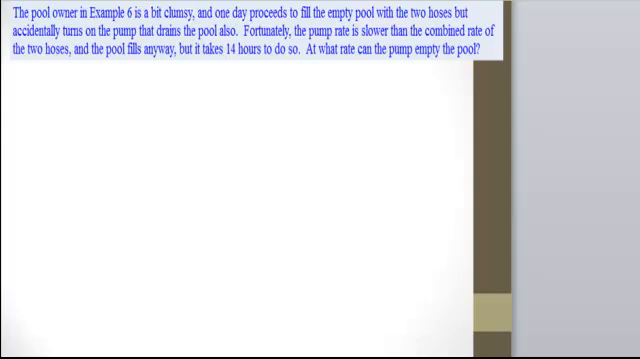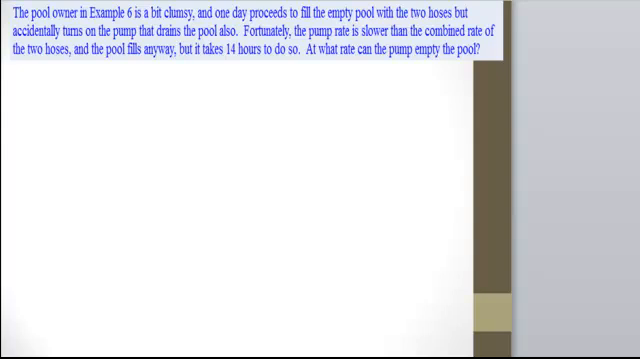The pool owner in example 6 is a bit clumsy, and one day proceeds to fill the empty pool with the two hoses, but accidentally turns on the pump that drains the pool also. Oh, that's a big waste of water, isn't it? Fortunately, the pump rate is slower than the combined rate of the two hoses, and the pool fills anyway, but it takes 14 hours to do so.